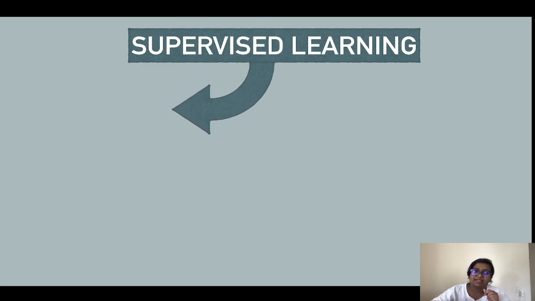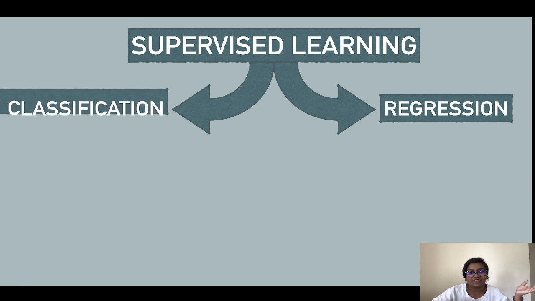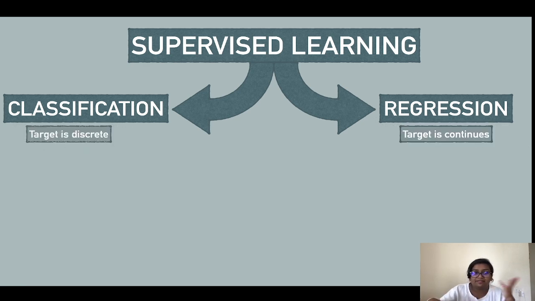Now, supervised learning has 2 types. The first one is regression and the other one is classification. Now we need to know the difference between regression and classification. These two are categorized based on the data type of the target variable, right? So if the target variable is continuous, then it's called regression, and if it's discrete, then it's called classification.